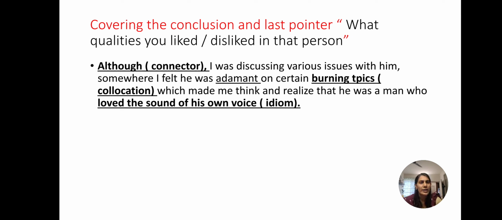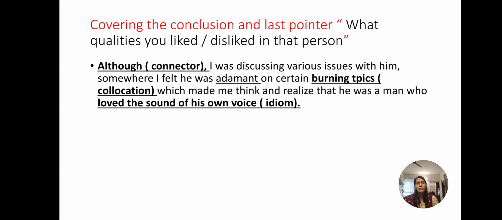What qualities you liked, disliked in that person. Although, again a connector, I was discussing various issues with him, somewhere I felt he was adamant, strict on certain burning topics. Topics, again a collocation. Sorry, the spelling of topics out here is wrong. I missed the O. So the correct spelling will be topics, which made me think and realize that he was a man who loved the sound of his own voice. Loved the sound of his own voice.